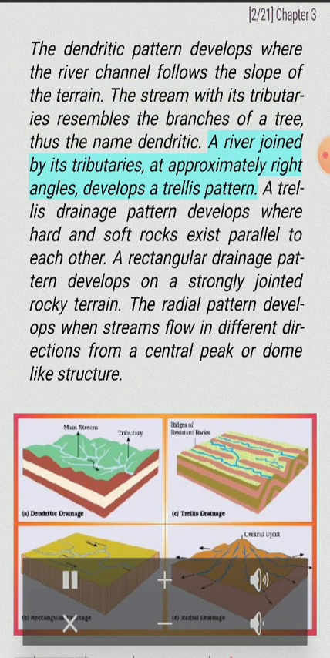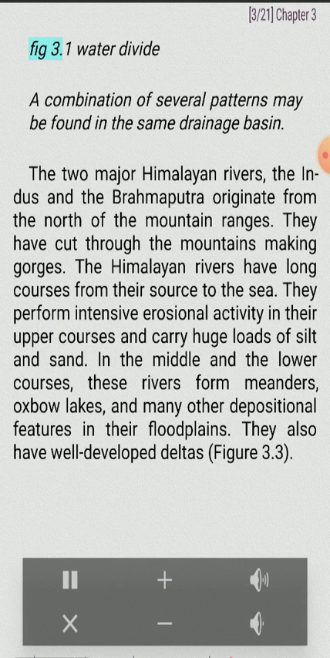A river joined by its tributaries, at approximately right angles, develops a trellis pattern. A trellis drainage pattern develops where hard and soft rocks exist parallel to each other. A rectangular drainage pattern develops on a strongly jointed rocky terrain. The radial pattern develops when streams flow in different directions from a central peak or dome-like structure. Figure 3.1. Water divide. A combination of several patterns may be found in the same drainage basin.